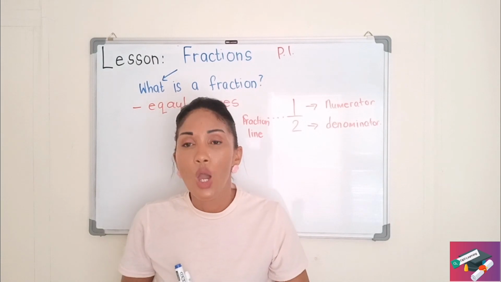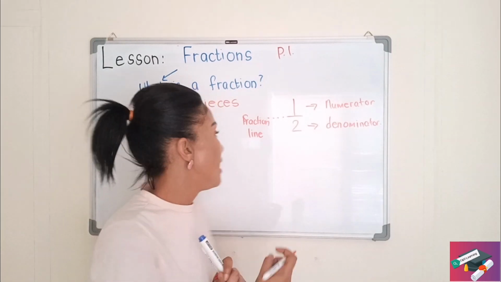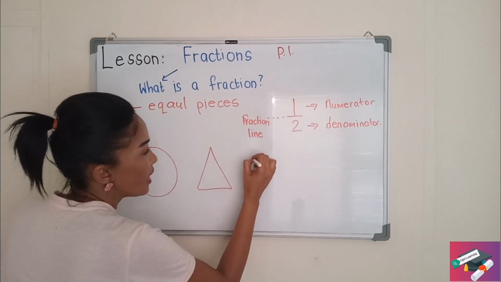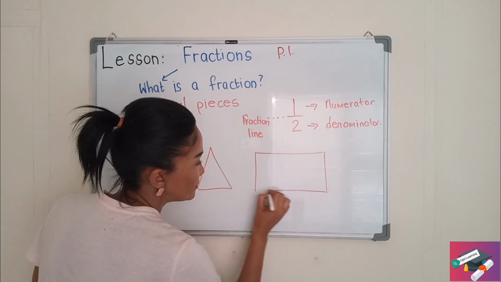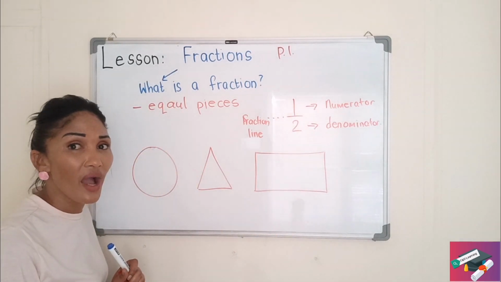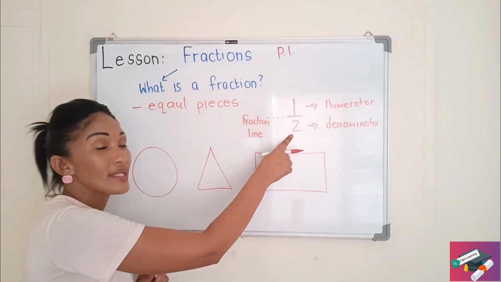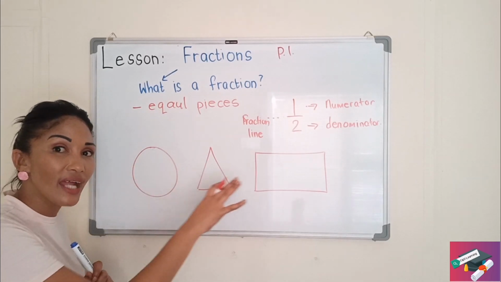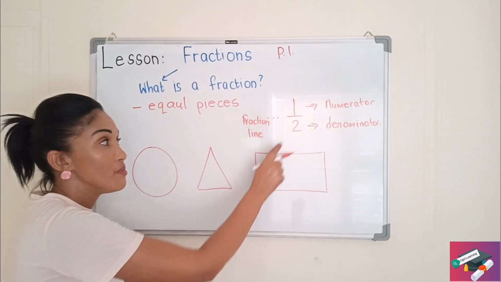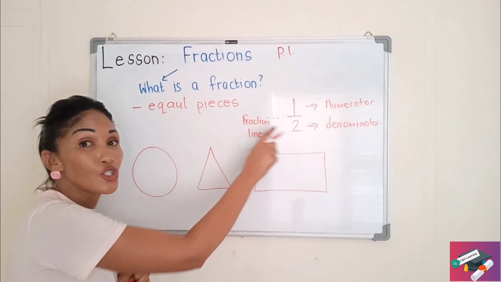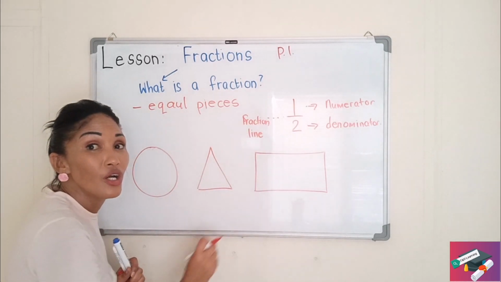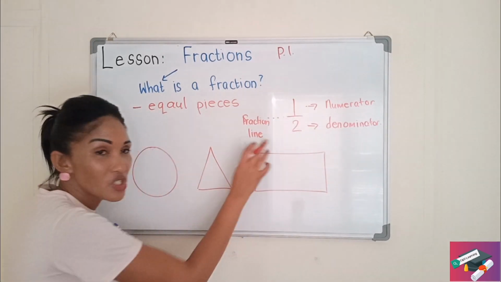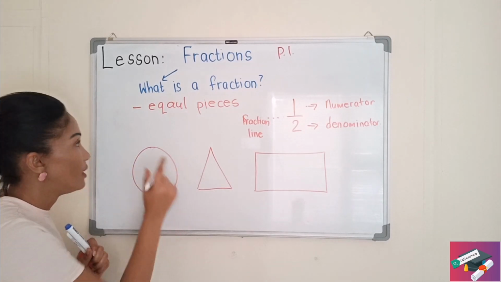Now, in mathematics, we use shapes. I'm going to draw a circle, a triangle, and a rectangle. So to identify how many pieces we have, we look at our denominator. So we will take this half and divide our shapes into half. Remember, denominator is 2. So I need to have 2 pieces. This is called a whole because it's not divided. It is one whole.